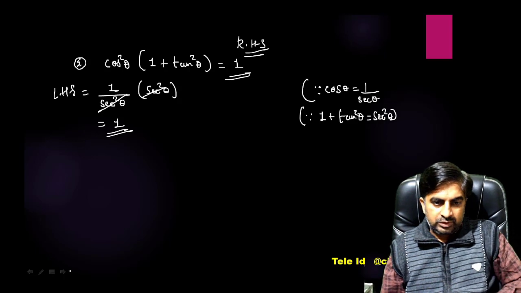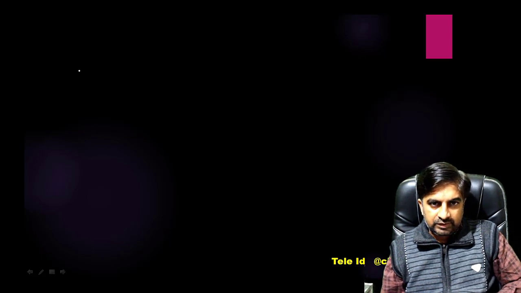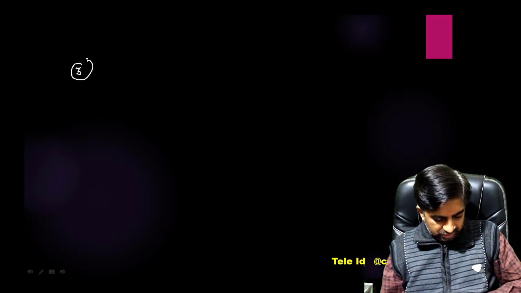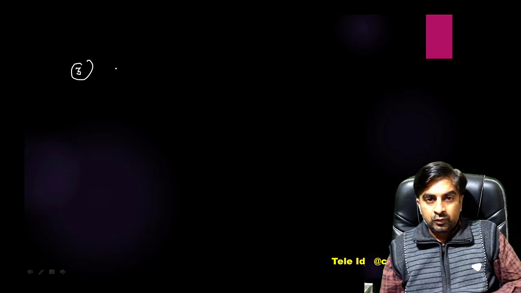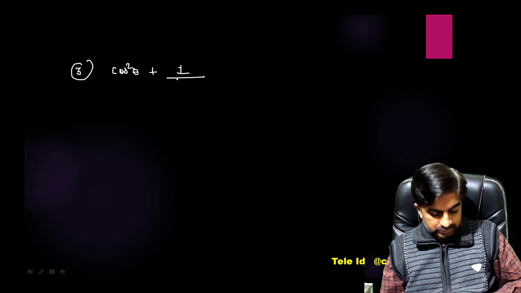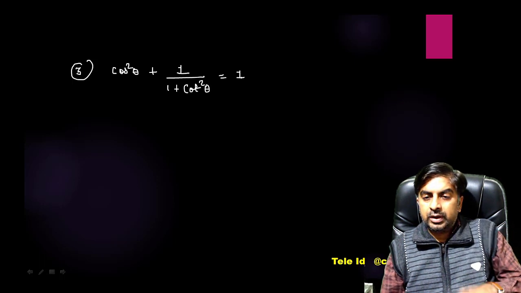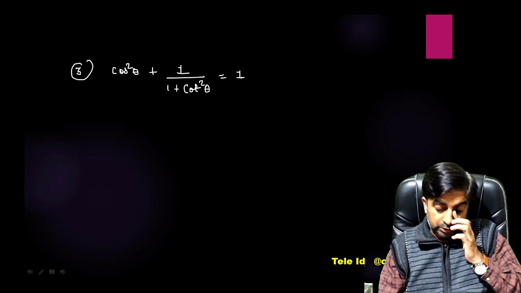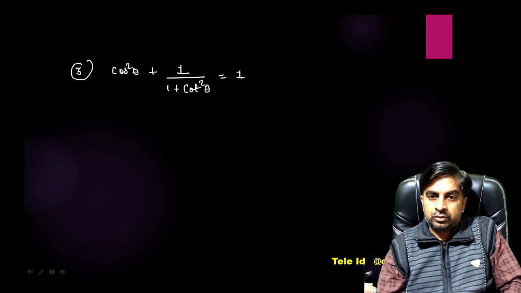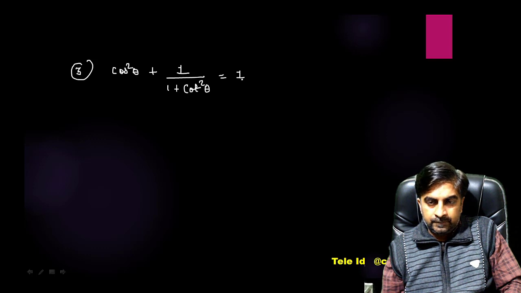Now slowly I am going to increase the difficulty level, moving towards question number 3. Now cos square theta plus 1 upon 1 plus cot square theta. Actually the video is getting a little bit longer, so I am going to solve up till here only, this third question, and then more questions I am going to show in part 2. Okay, so let us see: cos square theta plus 1 by 1 plus cot square theta equals to 1.